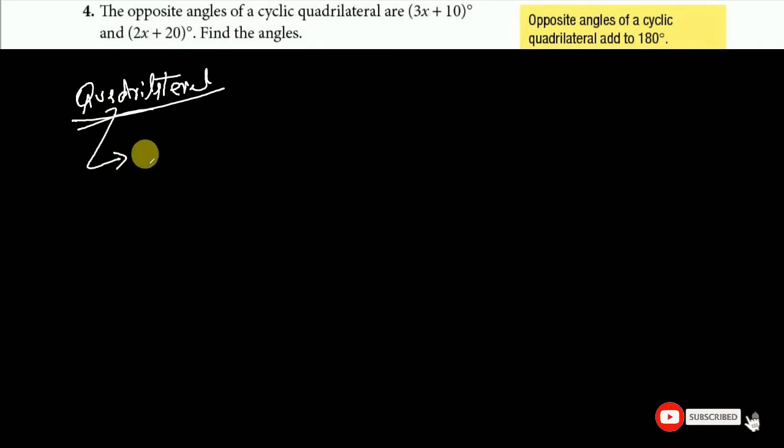Cyclic quadrilateral, what is it? Okay, so first of all, you need to understand what is meant by cyclic quadrilateral. You know what is meant by quadrilateral? Four-sided shape. Yeah, any shape which has four sides is known as a quadrilateral. Now the question is, what is meant by cyclic quadrilateral?